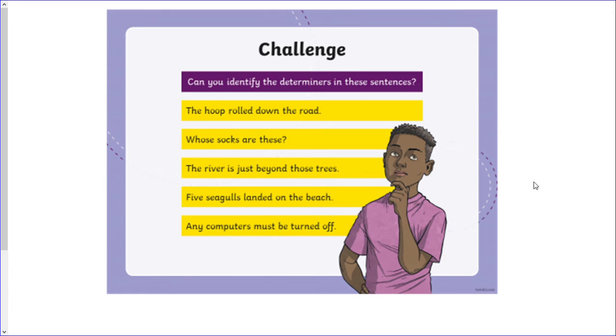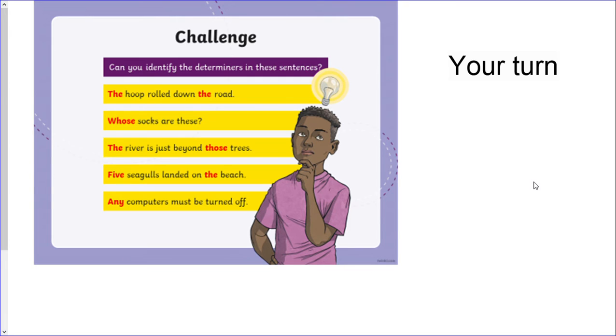So if you pause your video here, answer the questions, unpause the video, and then we'll have a look at the answers. Okay, so like I said, you've got more than one in some of the sentences. So in the first one, we've got 2 examples of the. That is a specific determiner. Whose socks are these? We've got whose. In the second sentence, in the third, we've got the and those. Five and the and any. Well done if you got those right.